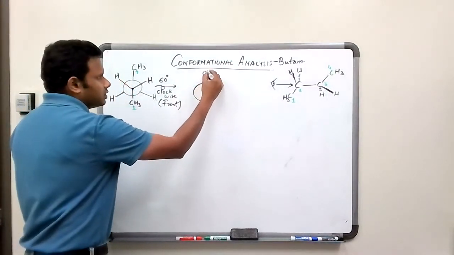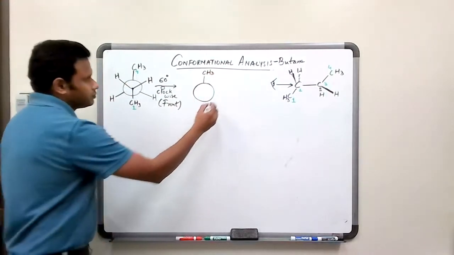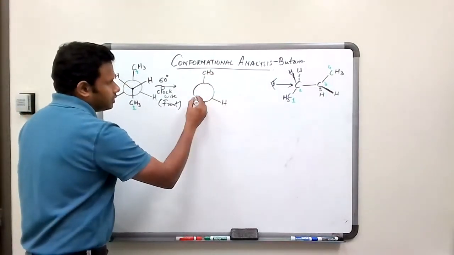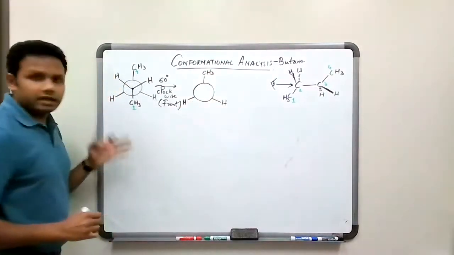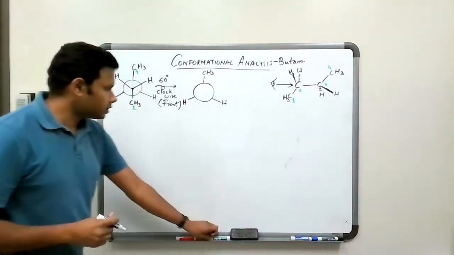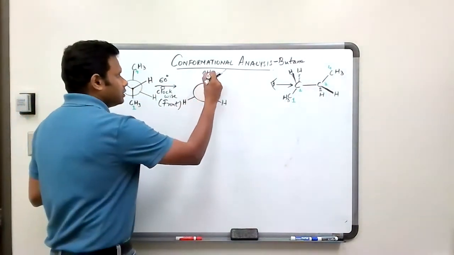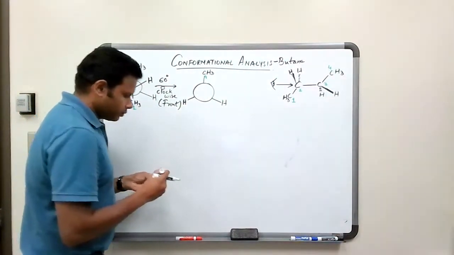Okay, so I have the CH3 at the top, hydrogen, and then hydrogen here. That is the back carbon. Nothing changed about it. Okay, so this is still the C4.